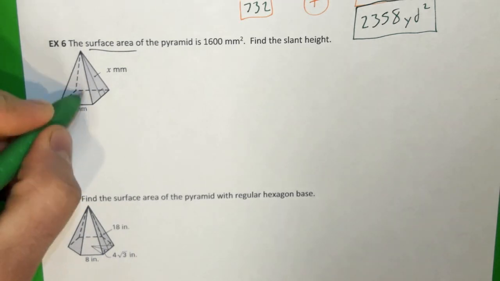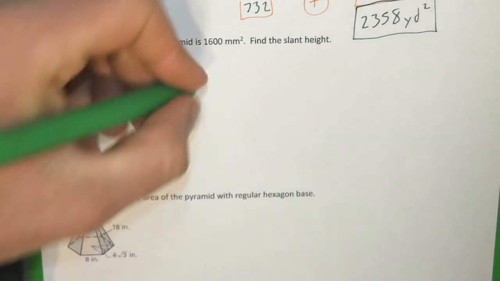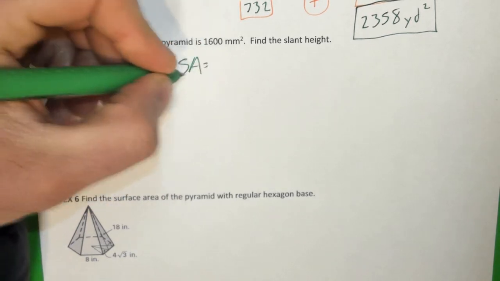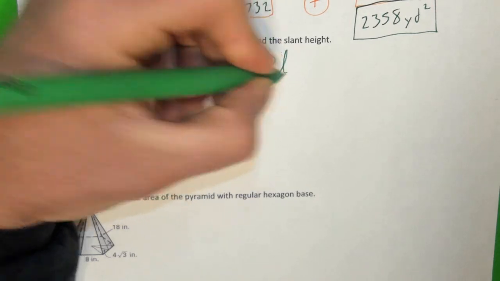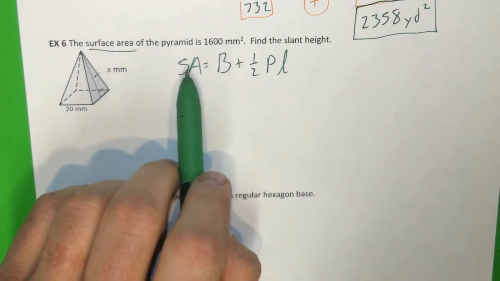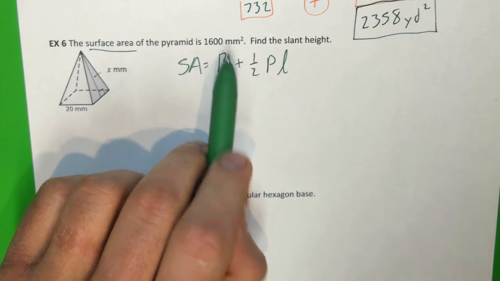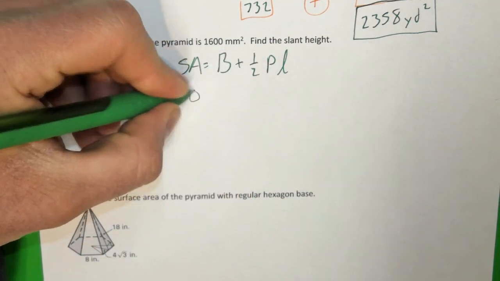Now, we don't have enough information to use Pythagorean theorem or SOHCAHTOA to find our slant height like we did last year. So we're actually going to use the surface area formula. So let's see if we can take this surface area formula for a pyramid and fill in as much as we can. So let's start with the surface area itself. We know that the surface area is 1600, so I'm going to replace my SA right here with 1600.